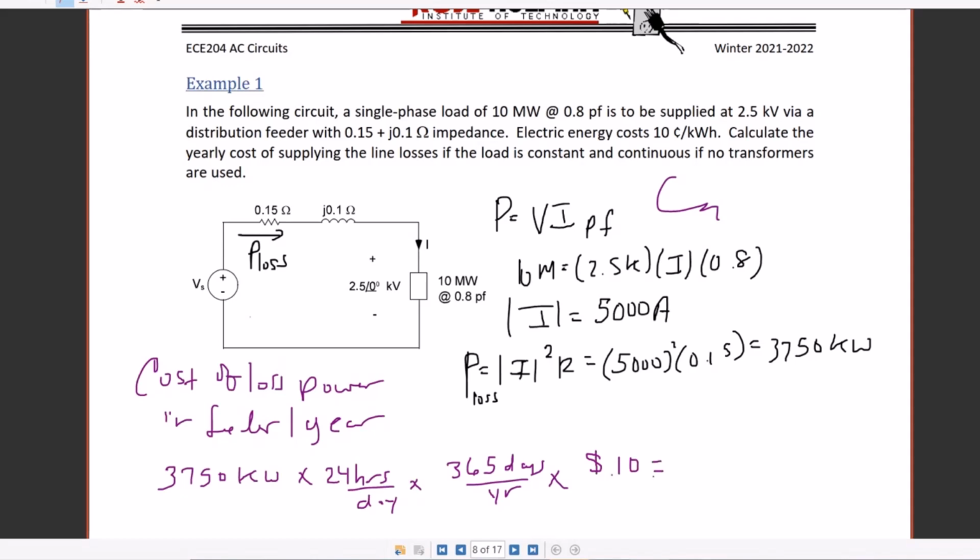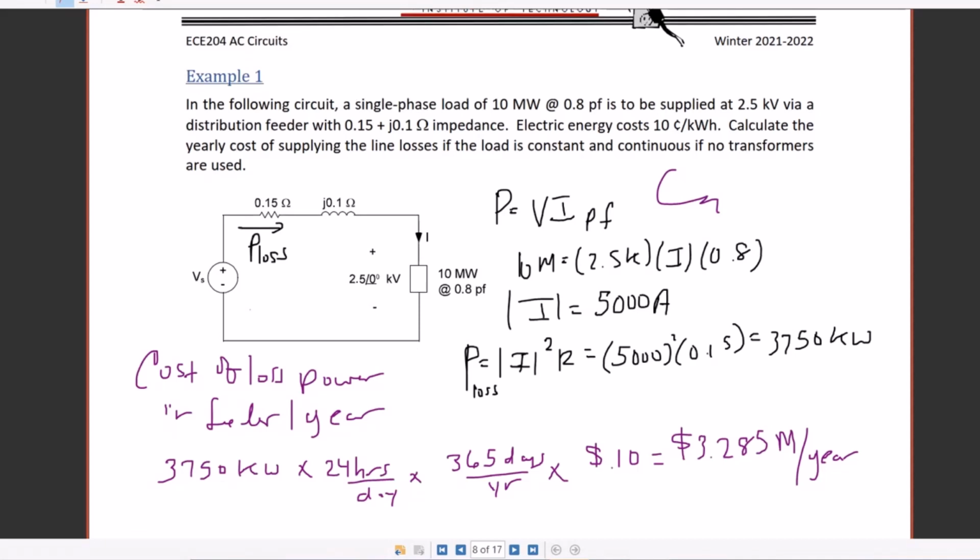And that tells us how much power we lose in the line in a year in order to supply this 2.5 kilovolts. So what does that cost? That's times 10 to the 6. All right. So now let's find the energy delivered to the load in that same period of time.